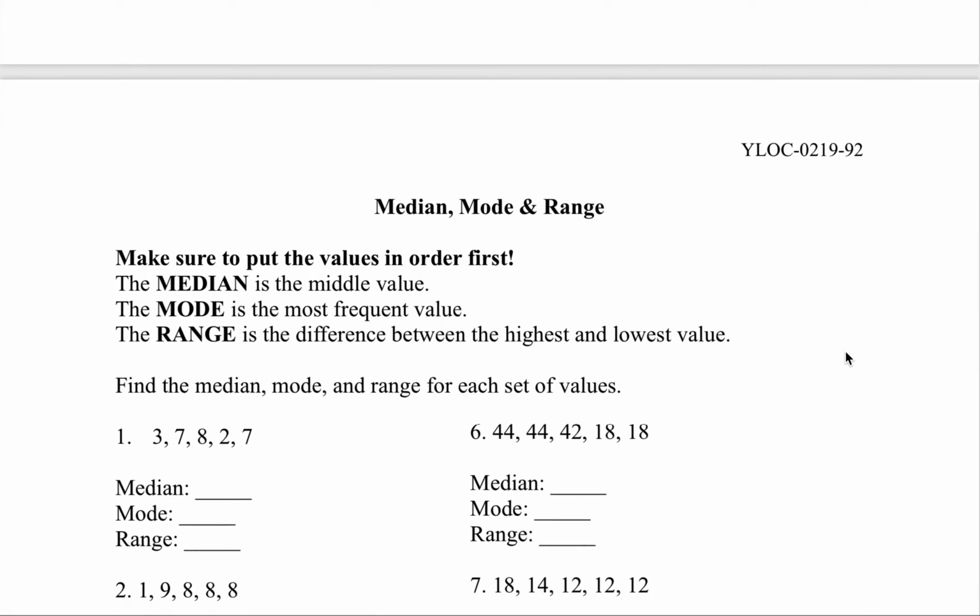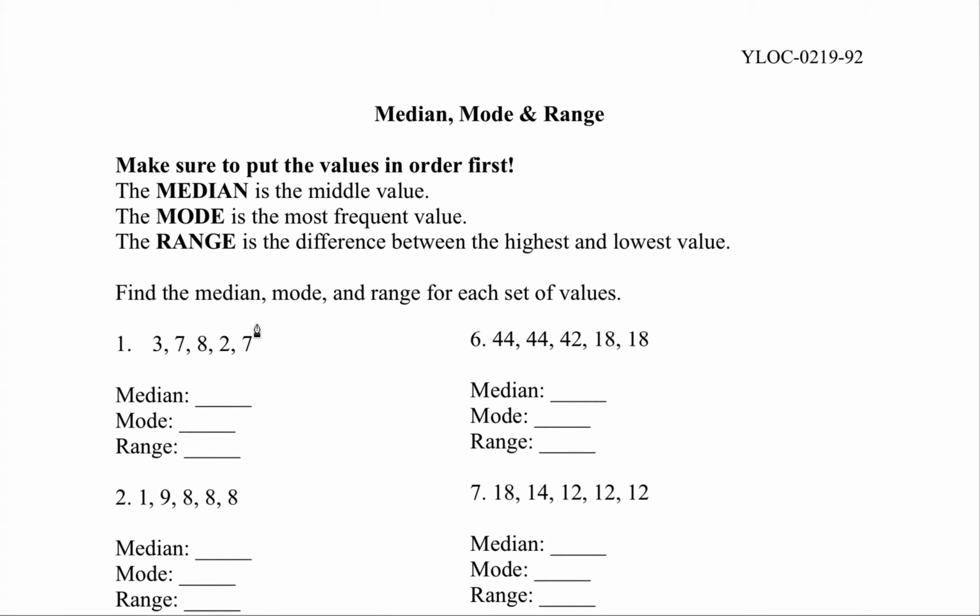And let's move on to this page. So we're going to do mean, mode, and range. So before we find the mean, mode, and range, we have to make sure to put these numbers in order first from least to greatest. So after we put these numbers in order, the median is the number that's in the middle. The mode is the number that comes out the most, the most repeated number, and the range is the difference between the highest and lowest value.